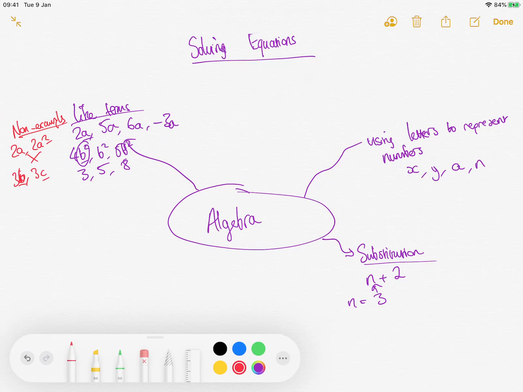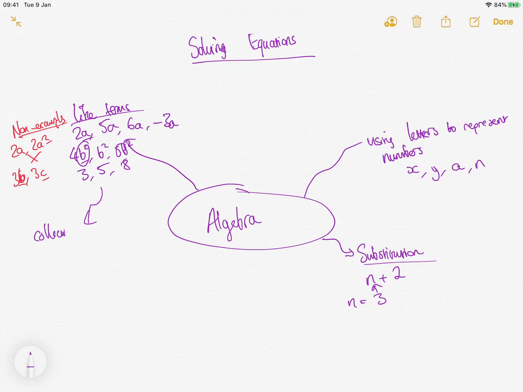Something else you could have had is collecting like terms, so let's draw an arrow from that. That's also sometimes known as simplifying. Say we had 3a plus 4a, we could simplify that to 7a, because there's 7 lots of a. Or if we had 3a times 4a, then remember we times the big numbers together and we times the letters together, so that would be 12a squared. This was something I think we'd struggled with a bit, but the first bit was something we were a bit more familiar with.